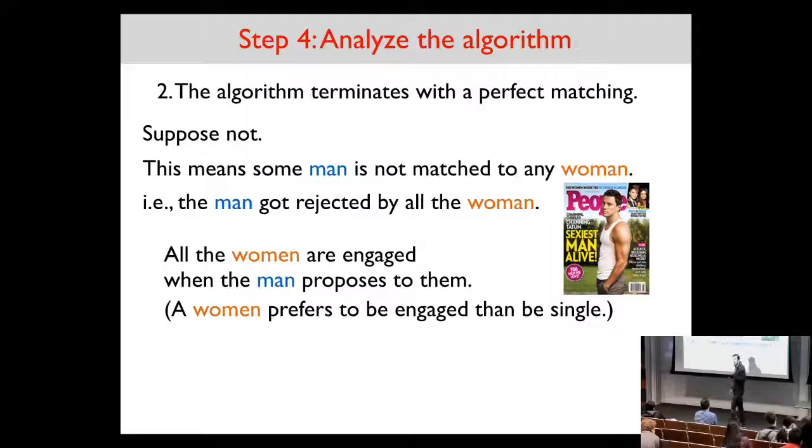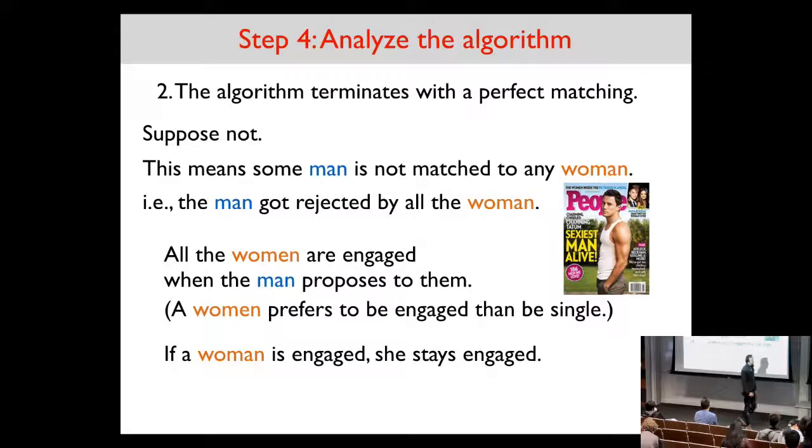Okay, so if I'm this man who's getting rejected all the time, when I propose to a woman, either I'm going to be rejected because that woman is already matched, or that woman is not matched, then she's going to be matched with me. At that point, she's going to be engaged to me, right? So if I am rejected by all the women, then at some point in the algorithm, every woman has been engaged to someone.